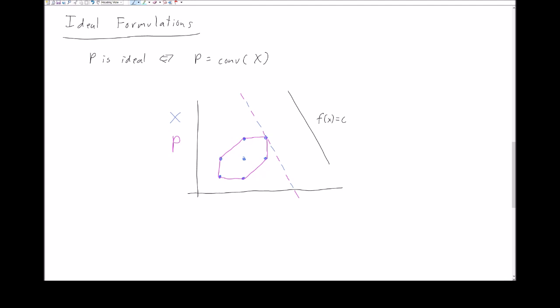Let's reinforce this point. This means that if we have z star, which is the maximum over the points x in capital X, that is, on these lattice points, this is going to be the same as taking this maximum over all the x in our polyhedron. And taking the max over this polyhedron is our linear programming relaxation. Z LP is easy to find. We can do this relatively efficiently, whereas Z star might be hard. Whenever we have an ideal formulation, we now know that finding Z star is going to be easy.